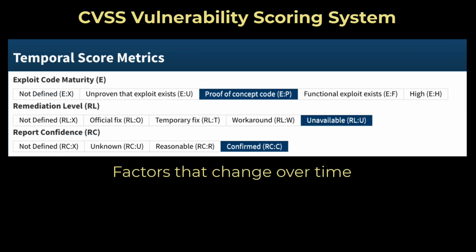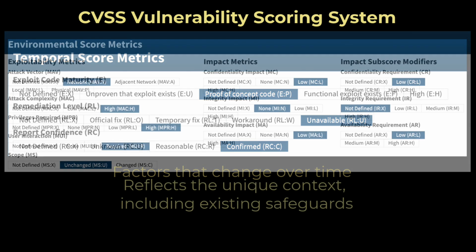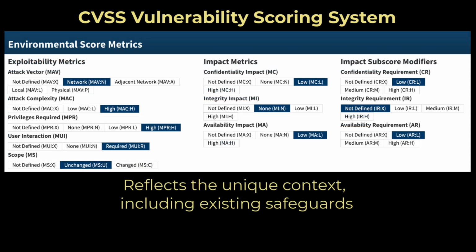Temporal metrics account for factors that change over time, such as the availability of exploit code or patches. Environmental metrics enable organizations to customize the score based on their unique context, including the criticality of the affected systems and data.